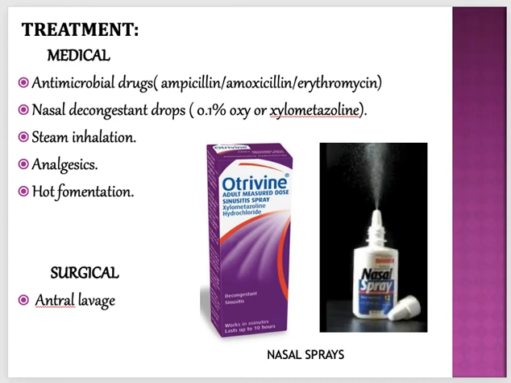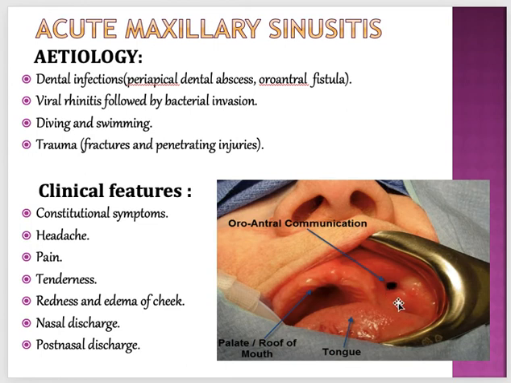If none of them is working, and if the sinus is full of secretions, then we go for surgical drainage or antral lavage, which is done in the case of maxillary sinus by the Caldwell-Luc approach. They make an opening and drain it from here. Of course, this is for cases when the patient is not getting relieved by the other measures. So guys, these are the features not just for maxillary, rather for all sinusitis.